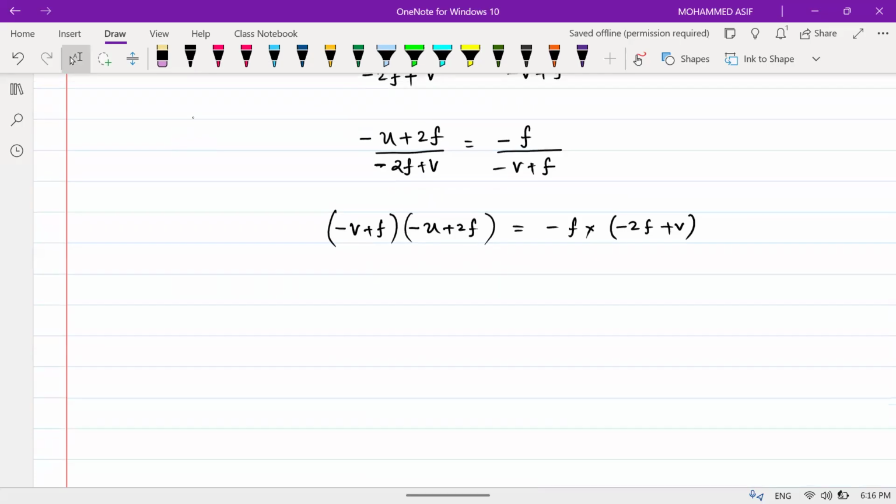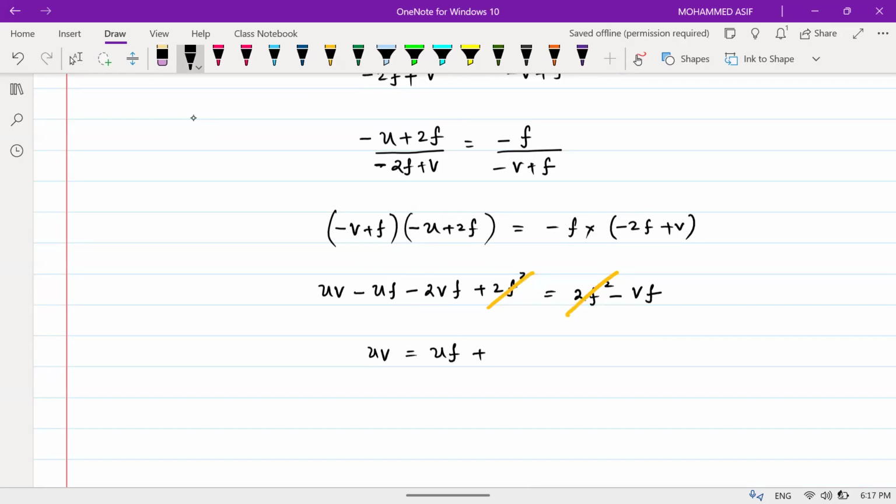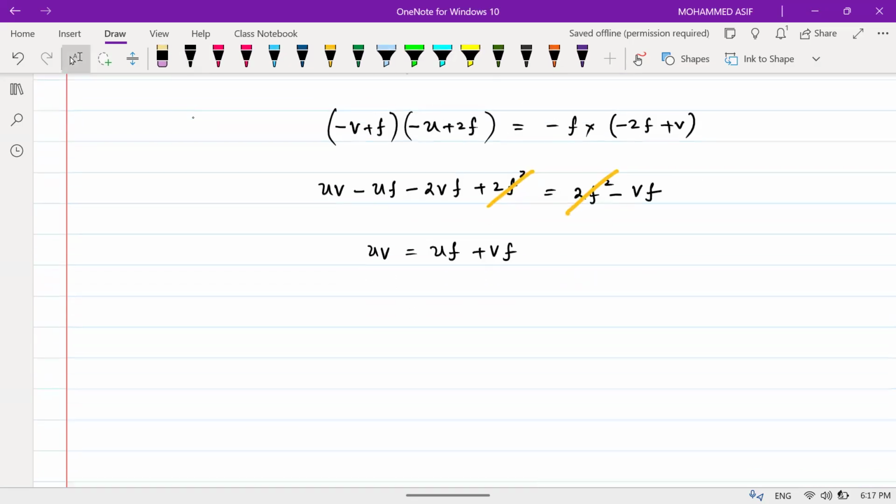So minus of minus will be plus, so it is uv minus uf minus 2vf plus 2f squared will be equal to minus minus, it will be plus, so it is 2f squared, minus vf. Okay, is anything getting cancelled in this one? See, this is 2f squared and this 2f squared will get cancelled. So if I write from this relation, uv will be equal to uf plus vf, minus 2f minus f, will be equal to vf.